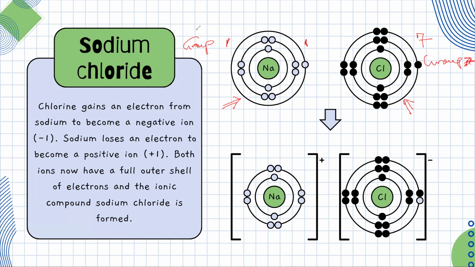Sodium will lose one electron, while chlorine will gain one electron. Okay, you are correct. But do you know why sodium will lose just 1 electron? Who wants to explain to me why sodium will lose 1 electron?